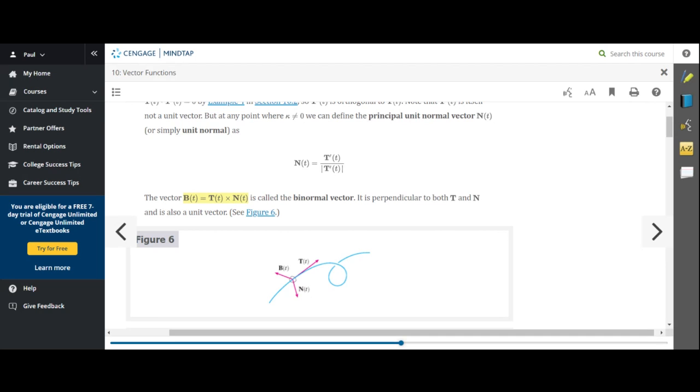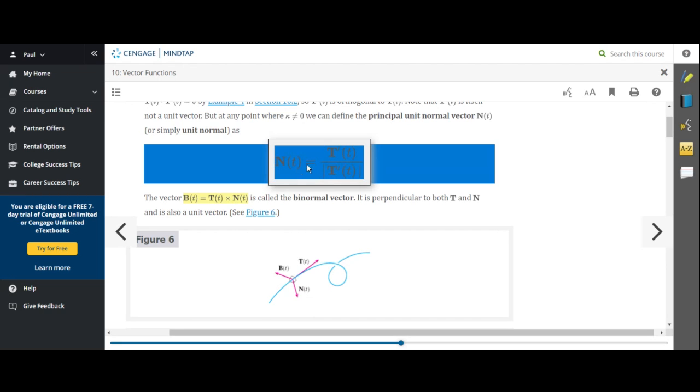Now, incidentally, does it make sense that the normal vector, in the picture, you notice that the normal vector N of t is perpendicular to that tangent vector to the space curve? Does that make sense? Does that make sense that it should be?